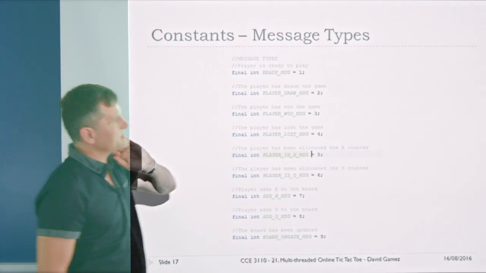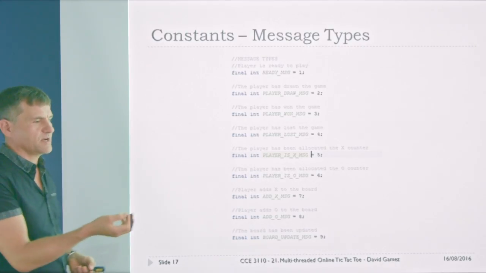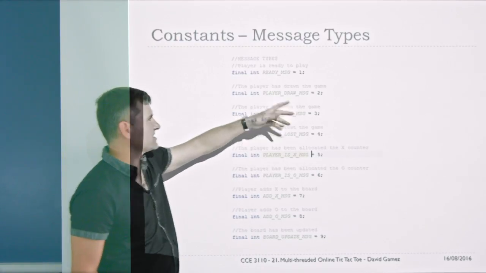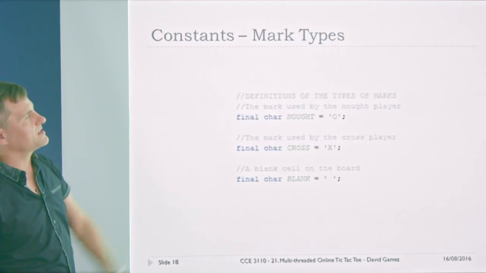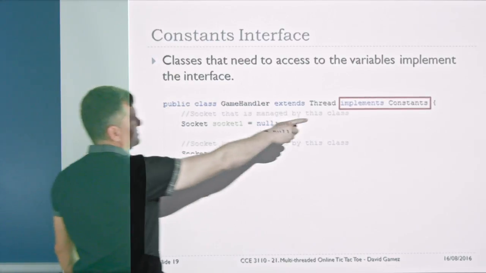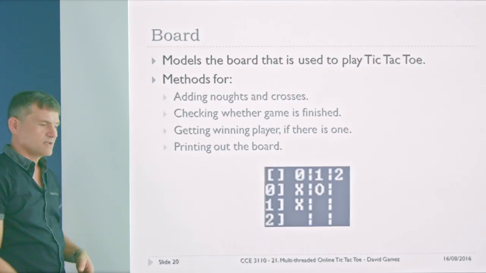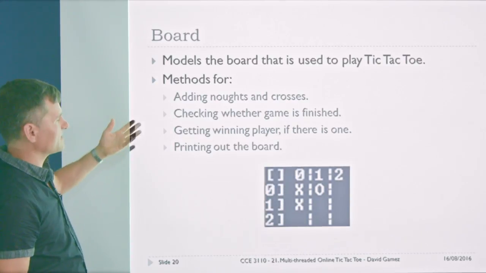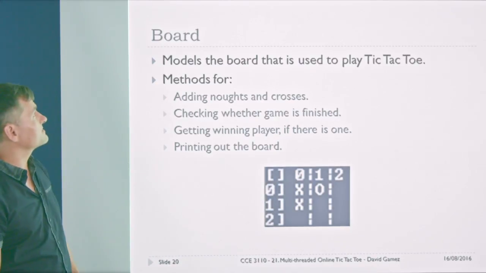Now, within the constants interface, we also have message types. As I said, this version of tic-tac-toe uses messages instead of sending the board around. So you've got different types of messages. There's a ready message, a player draw message, a player one message, and so on. I'm not going to go through all the details here. And again, the mark types are the same as previously. As I said, the classes that want to use the constants just have to implement the interface. And we've got the board class, which is broadly similar to the simple tic-tac-toe game. It's got your methods for adding noughts and crosses, checking when the game's finished, getting the winning player, and printing out the board in the rather crude way that I've done.